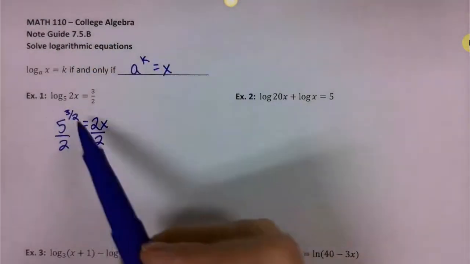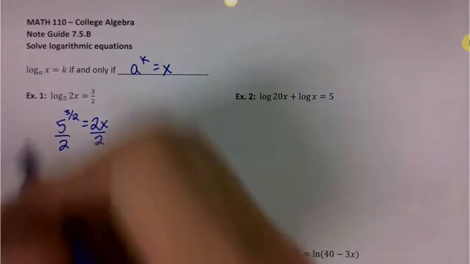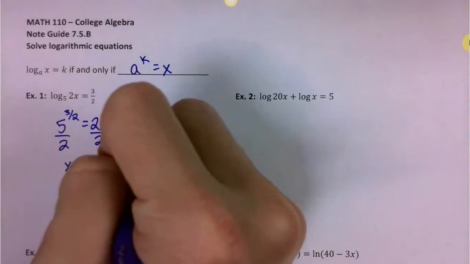And then we can plug what we have here on the left into our calculator to get that x is approximately 5.59.